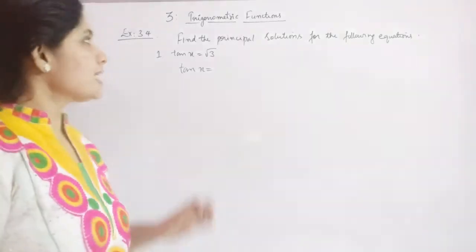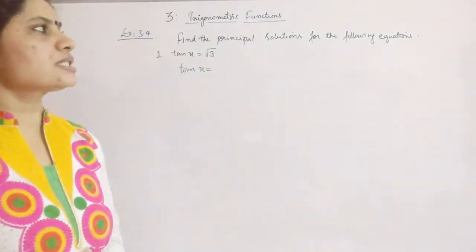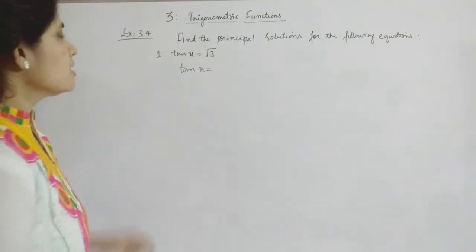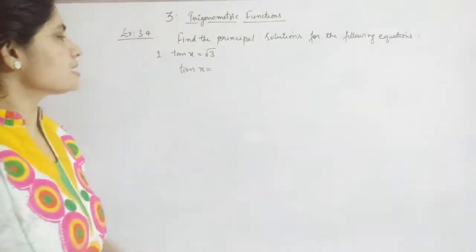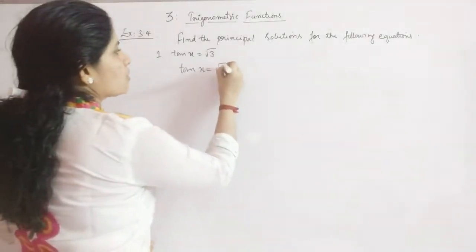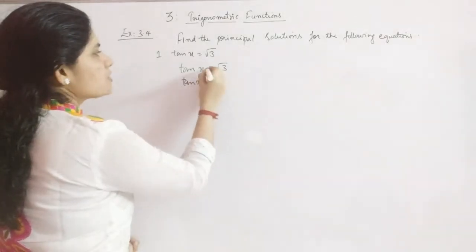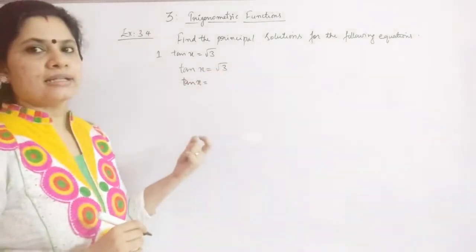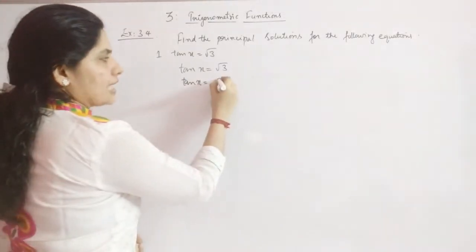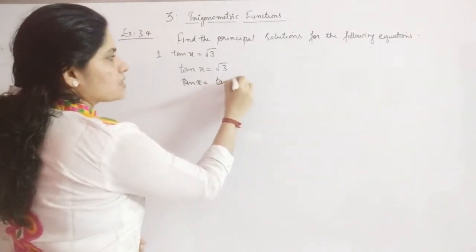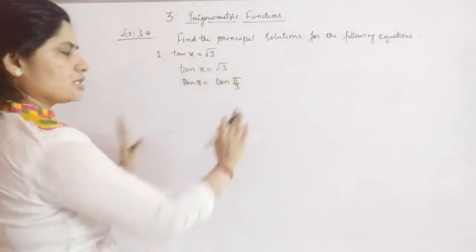Now we are starting with exercise 3.4. The question is, find the principal solutions for the following equations. First question is tan x equal to root 3. So first we will write tan x is equal to root 3. Which angle of tan is giving you root 3? That is tan 60, or you can say tan pi by 3. So I am just replacing root 3 with tan pi by 3. Okay, the equation is same.